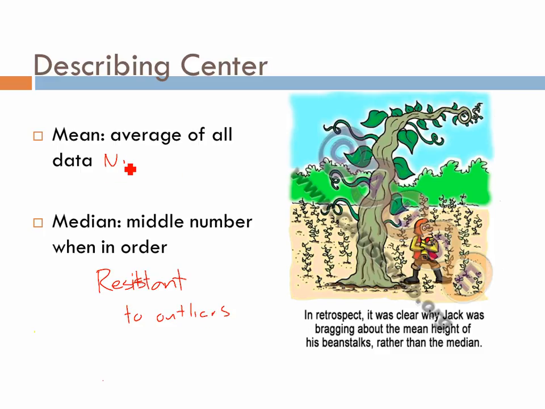And the mean is not resistant to outliers. An example is this cartoon. It was clear why Jack was bragging about the mean height of his beanstalks rather than the median, because that one beanstalk was huge. It distorted the mean and distorted the true reflection of his data, which is that we should have used the median since most of his beanstalks were short.